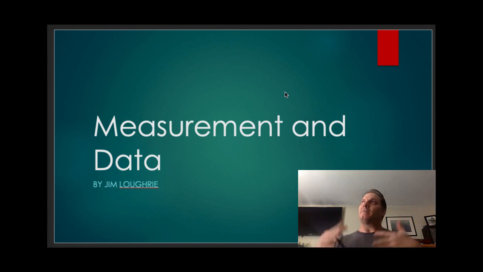So we probably already have an idea of what measurements are and what data is. We're going to get a little more specific about what we're looking for in science measurements, and then what we do with those measurements in terms of the mathematics to make them consistent from one measurement to the other. So, measurement and data.